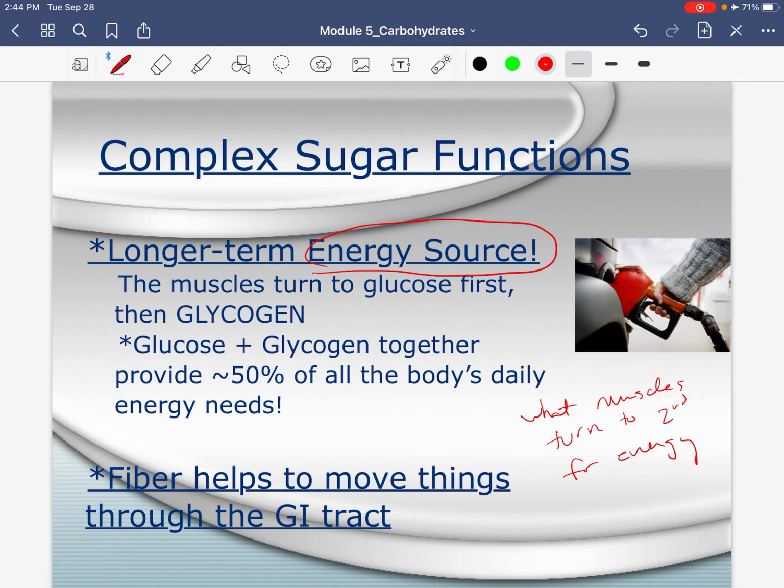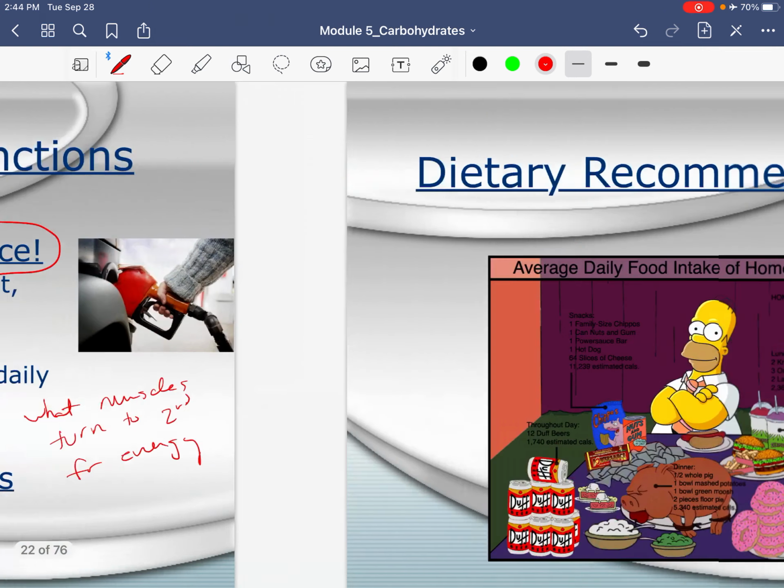You can see an interesting little point there. Glucose and glycogen together usually provide around half of all the body's energy that it needs, fuel. Pretty interesting. And of course, some fiber is good. Fiber is good to help keep things moving steadily through our GI tract.